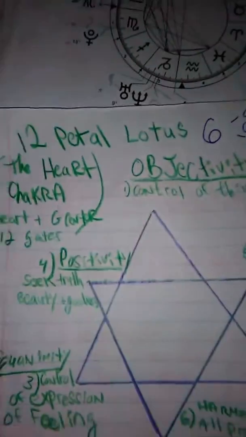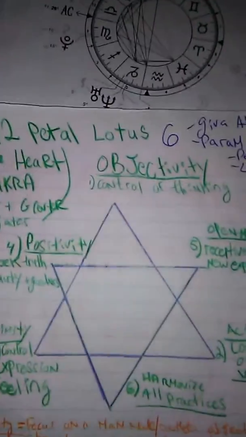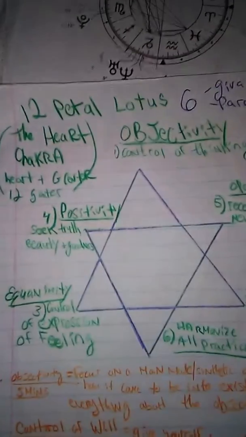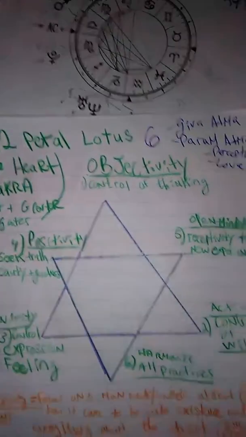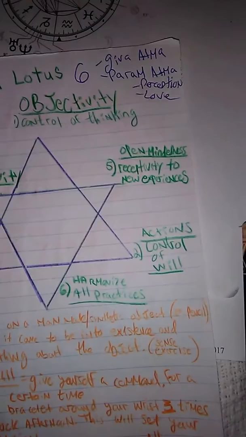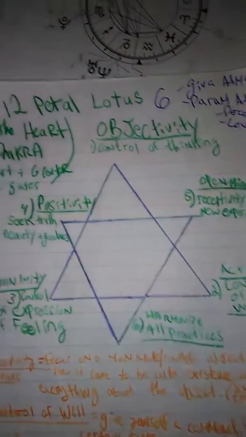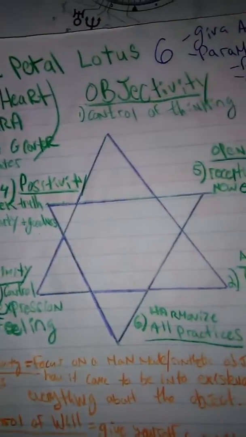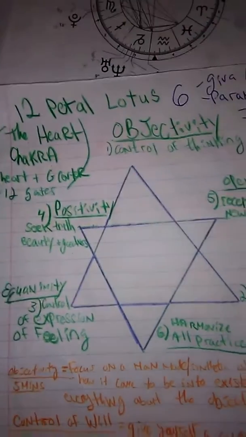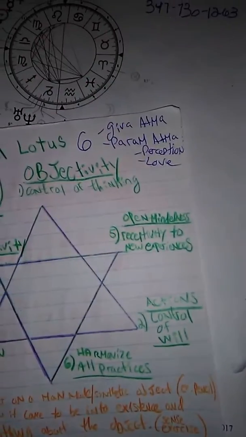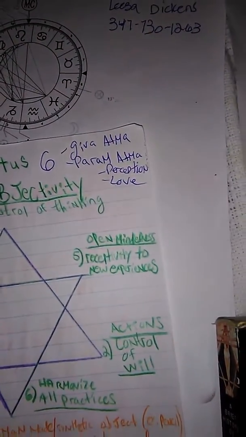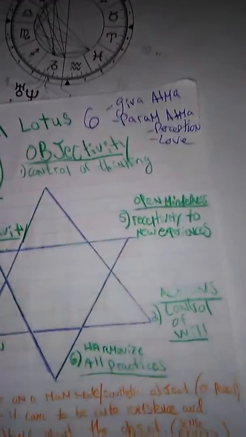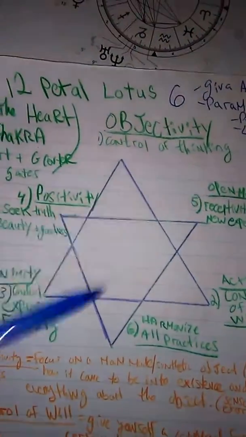Now, this is the secret to open up the heart chakra. 6 in the Jiva Atma, 6 in the Paramatma. Okay? Number 1, objectivity. Number 2, actions, control of the will. Number 3 would be equanimity, control of expression and feeling. Number 4 is positivity, seek truth, beauty, and goodness. Number 5 would be open-mindedness, receptivity to new experiences. And the 6th one is harmonizing all of these. You do it twice over, and that's the 12-petal lotus.